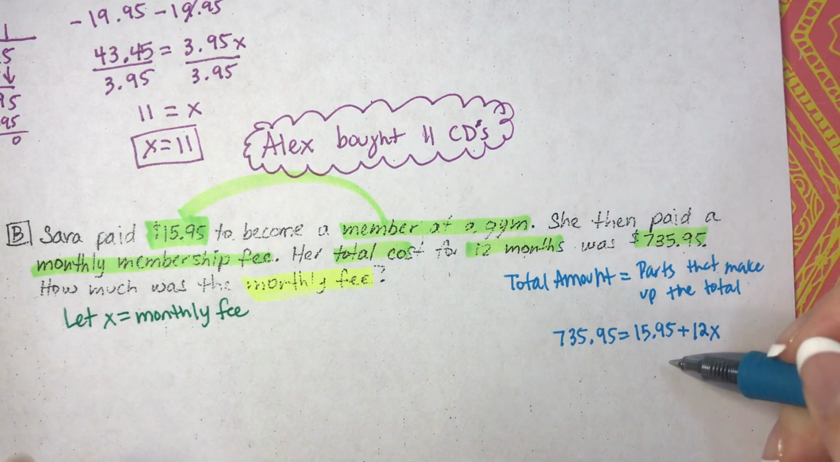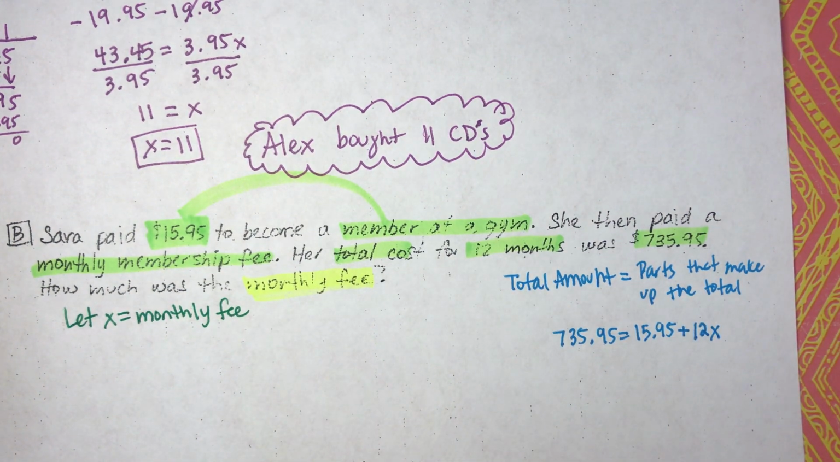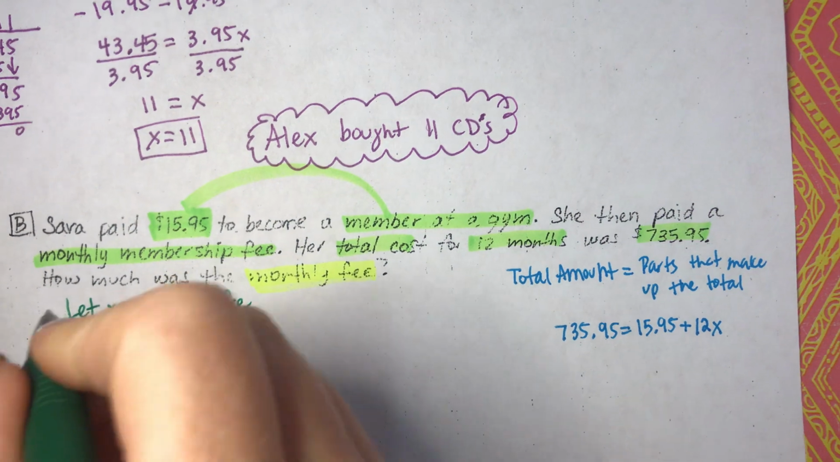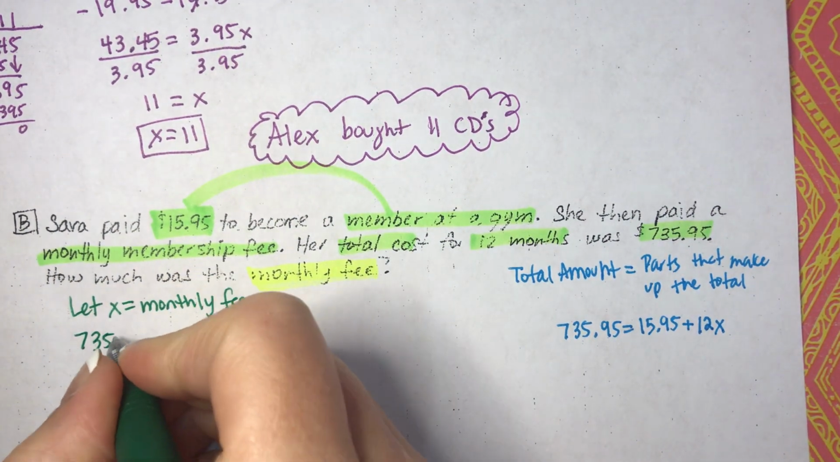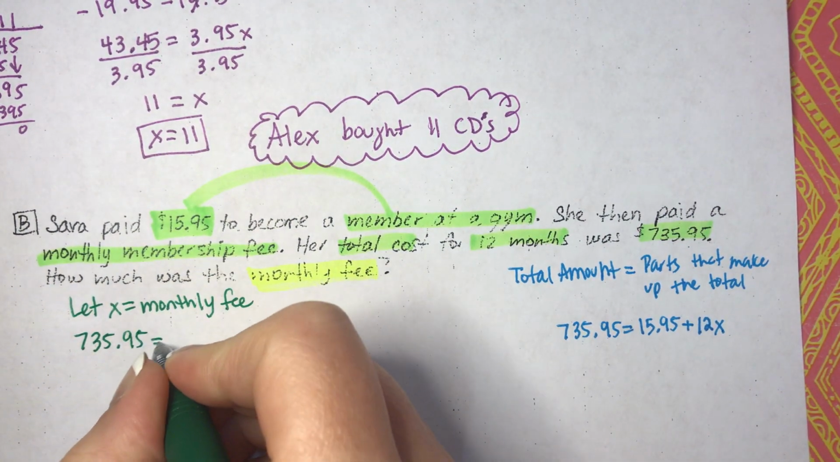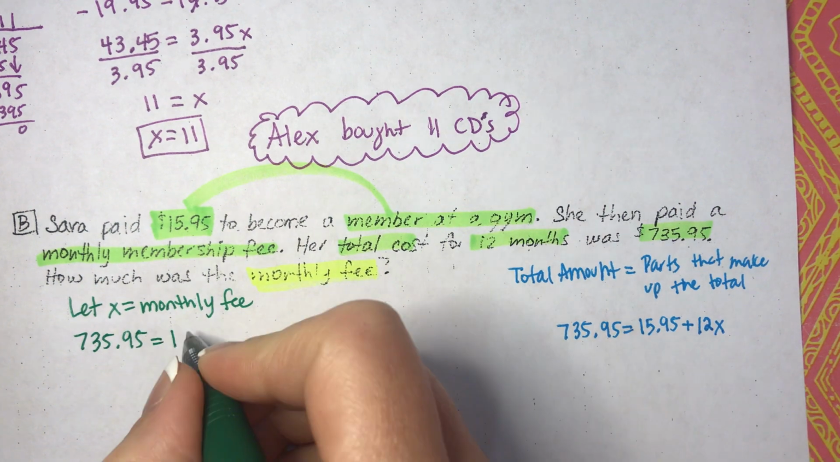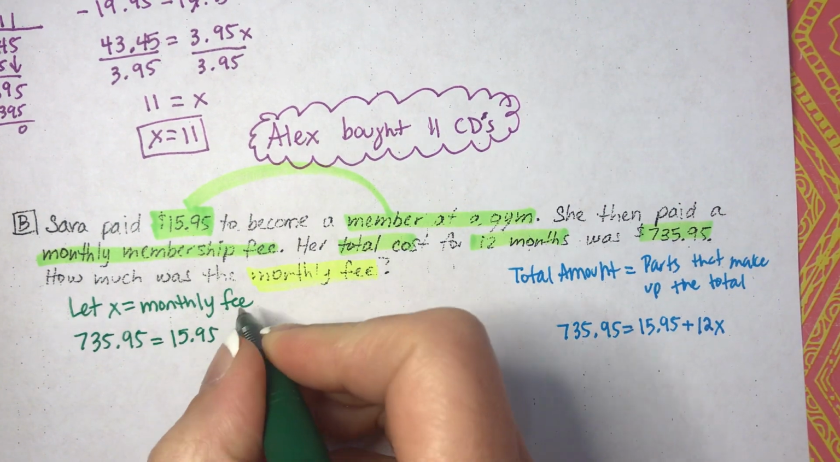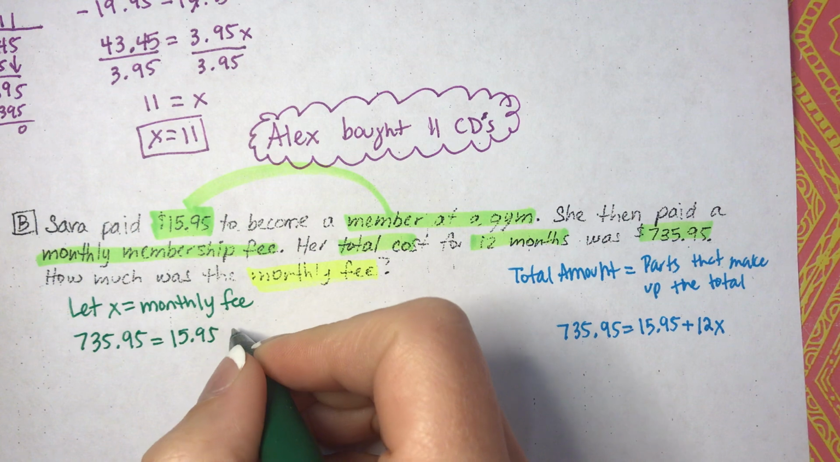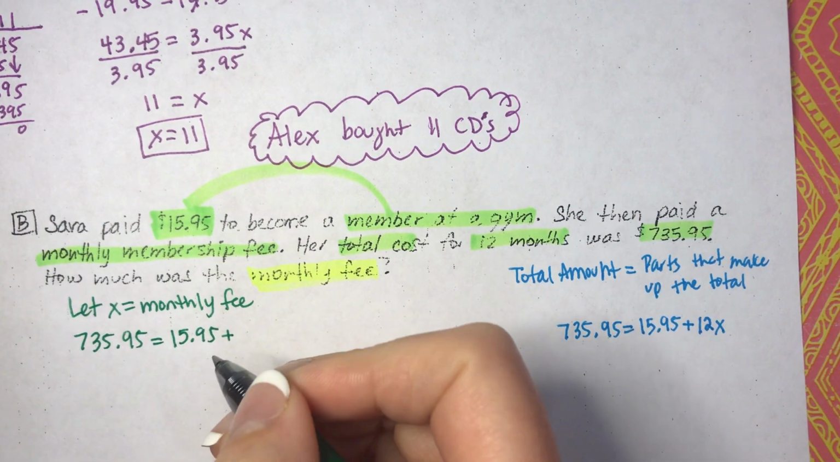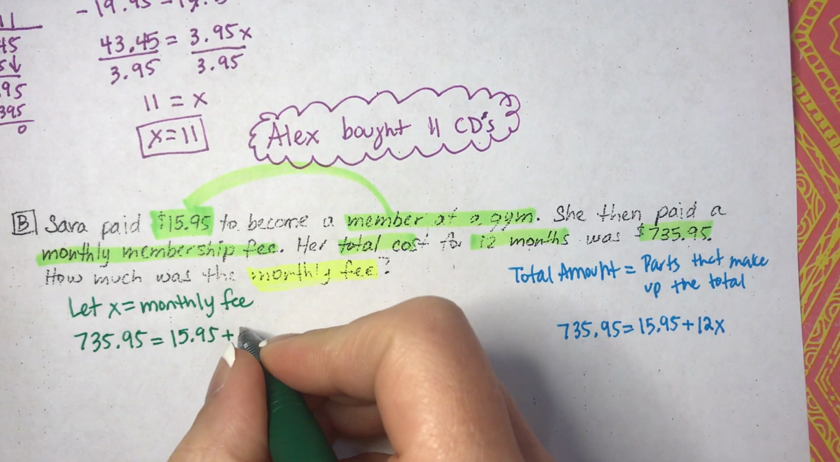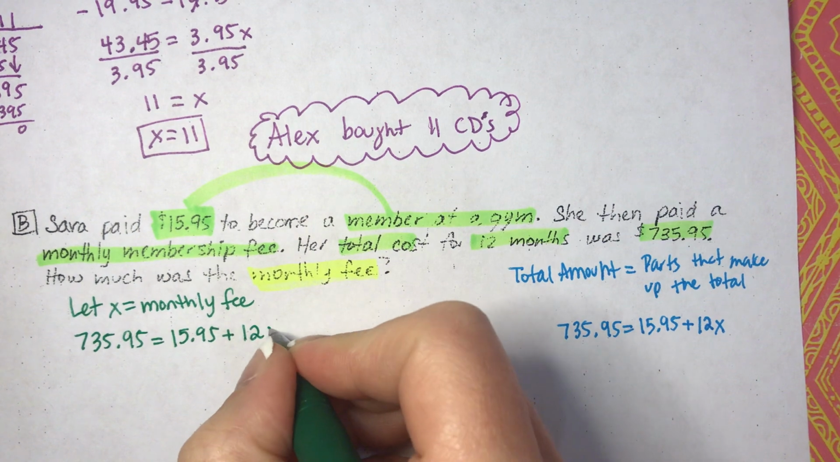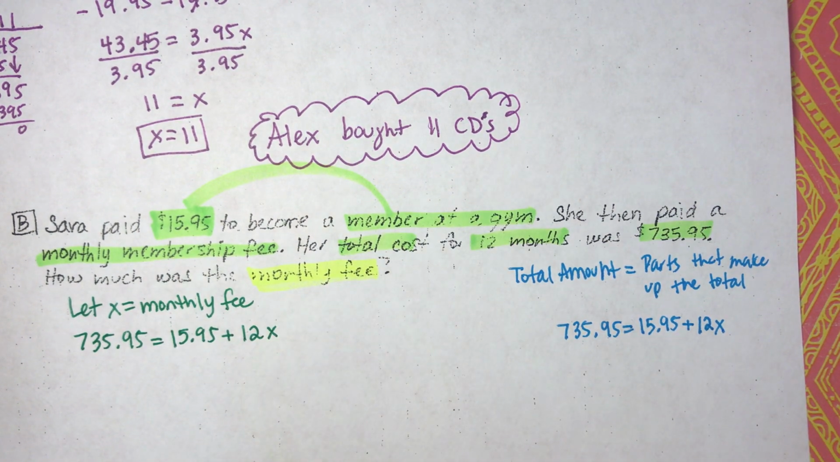Okay, and that's really our equation. So let's go ahead and write that over here. 735.95 equals $15.95, which was just her becoming a member. And then we're adding that to whatever the membership fee is, and she paid that for 12 months, so 12 times X. We don't know the membership fee, we're trying to figure that out.